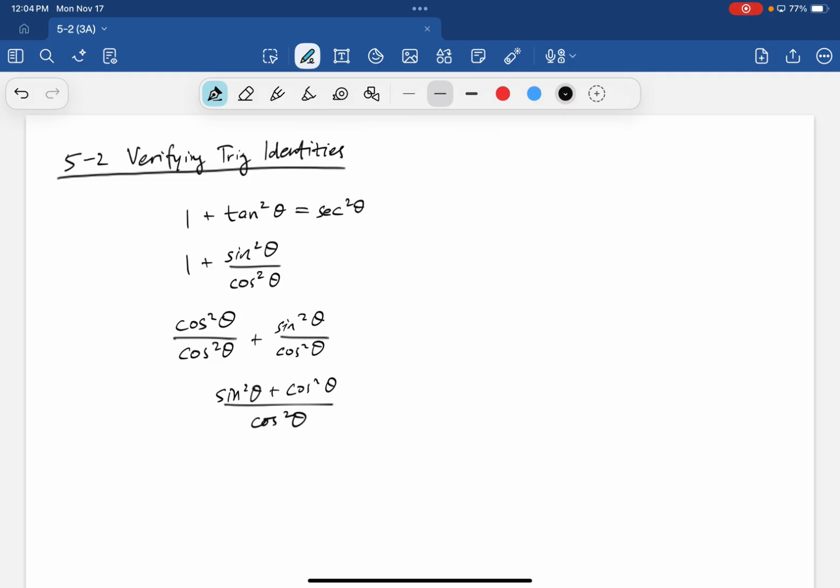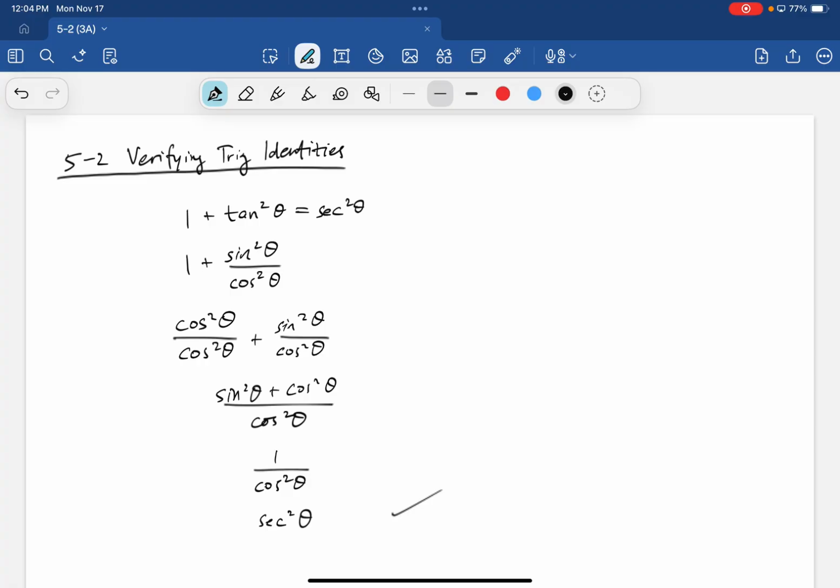And then we know that sine squared plus cosine squared is 1. And so this is just 1 over cosine squared, which is secant squared. And so that's how we would verify that this identity is true. We tried to simplify the left-hand side such that it equals the right-hand side. Or vice versa, maybe it's the right-hand side.